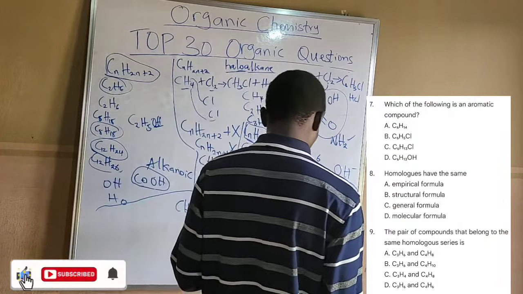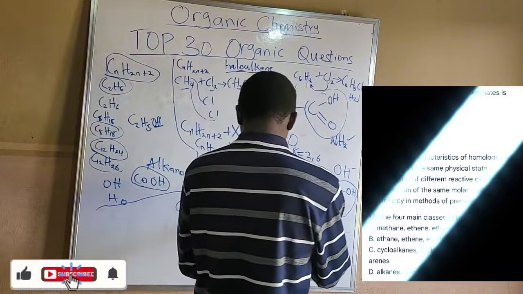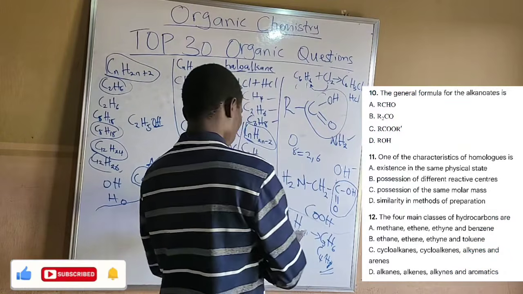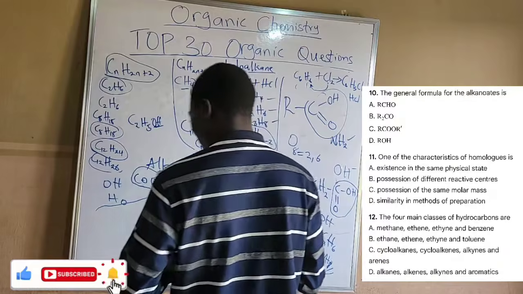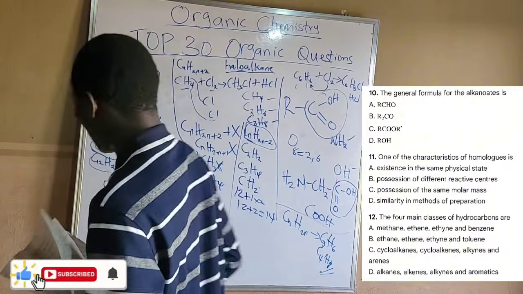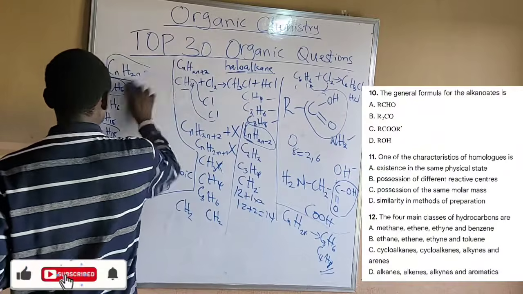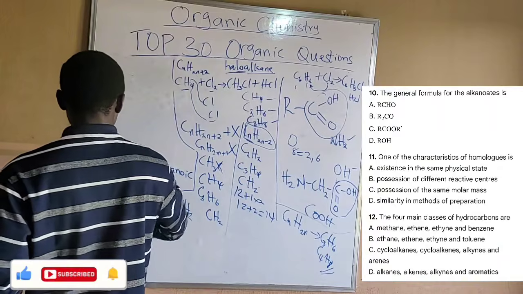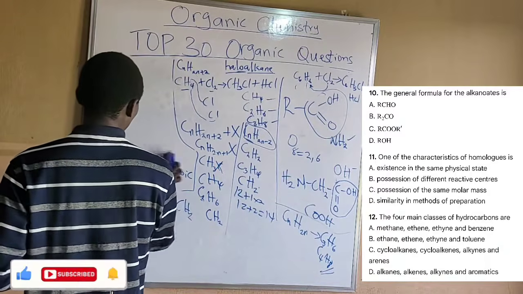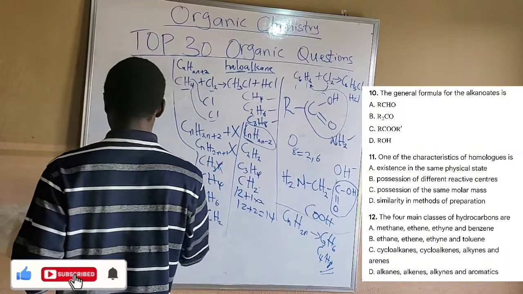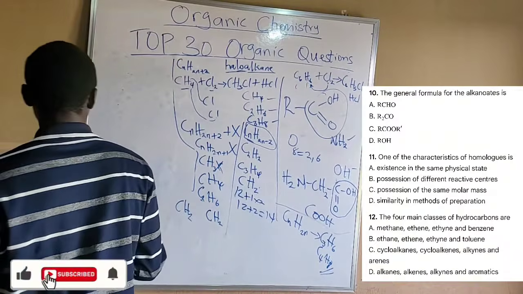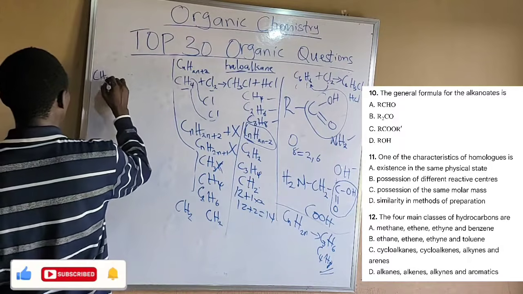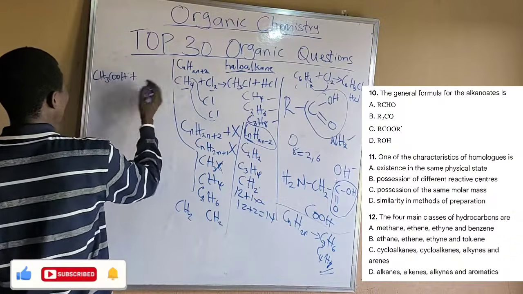All right, let's quickly look at the next question. The general formula for alkanoates. I've done this in some of my videos. Alkanoates are formed when you react alkanol and alkanoic acid together. When you react alkanol and alkanoic acid, you get alkanoates. Let me show you one example. When you react ethanoic acid, CH3COOH, plus ethanol, C2H5OH.